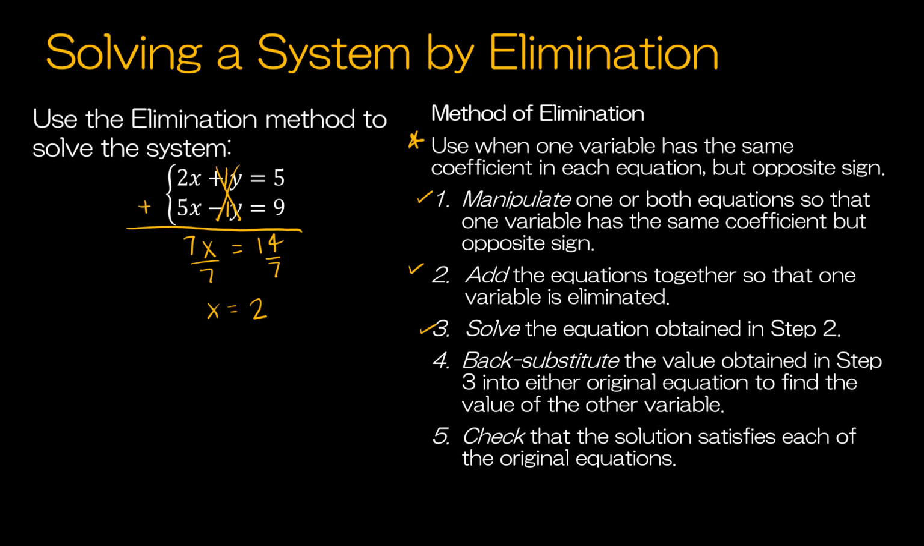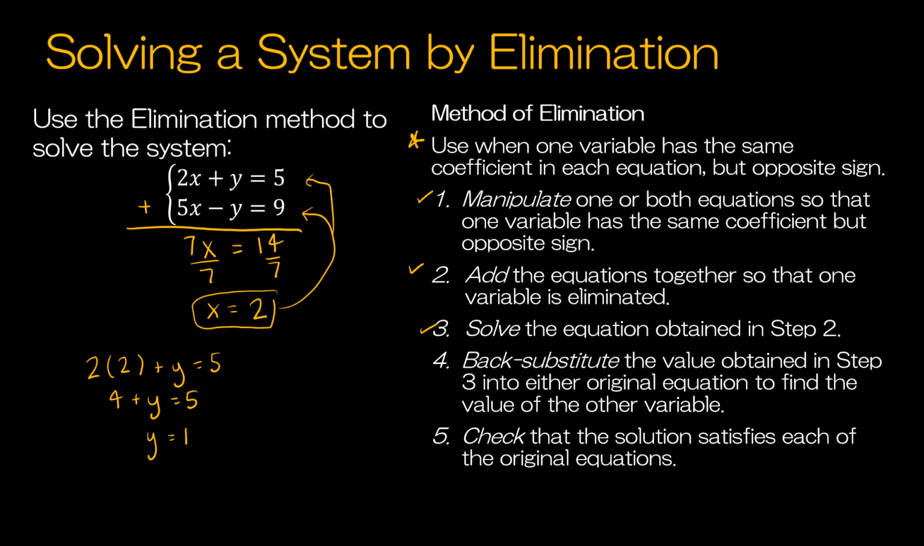Then we're going to back substitute the value obtained in step 3, which is this value. I'm going to put it back into either one of my original equations, and it doesn't matter which, whichever one you want to do. So I'm going to do both of them in this case, just so you can see that they're going to be the same. 2x plus y equals 5. That's 4 plus y equals 5. Subtract 4, y is 1. Or 5 times 2 minus y is equal to 9. 10 minus y is equal to 9. Negative y is equal to negative 1, so y is equal to 1. And either way, I'm going to get the same solution, and that solution is (2, 1).